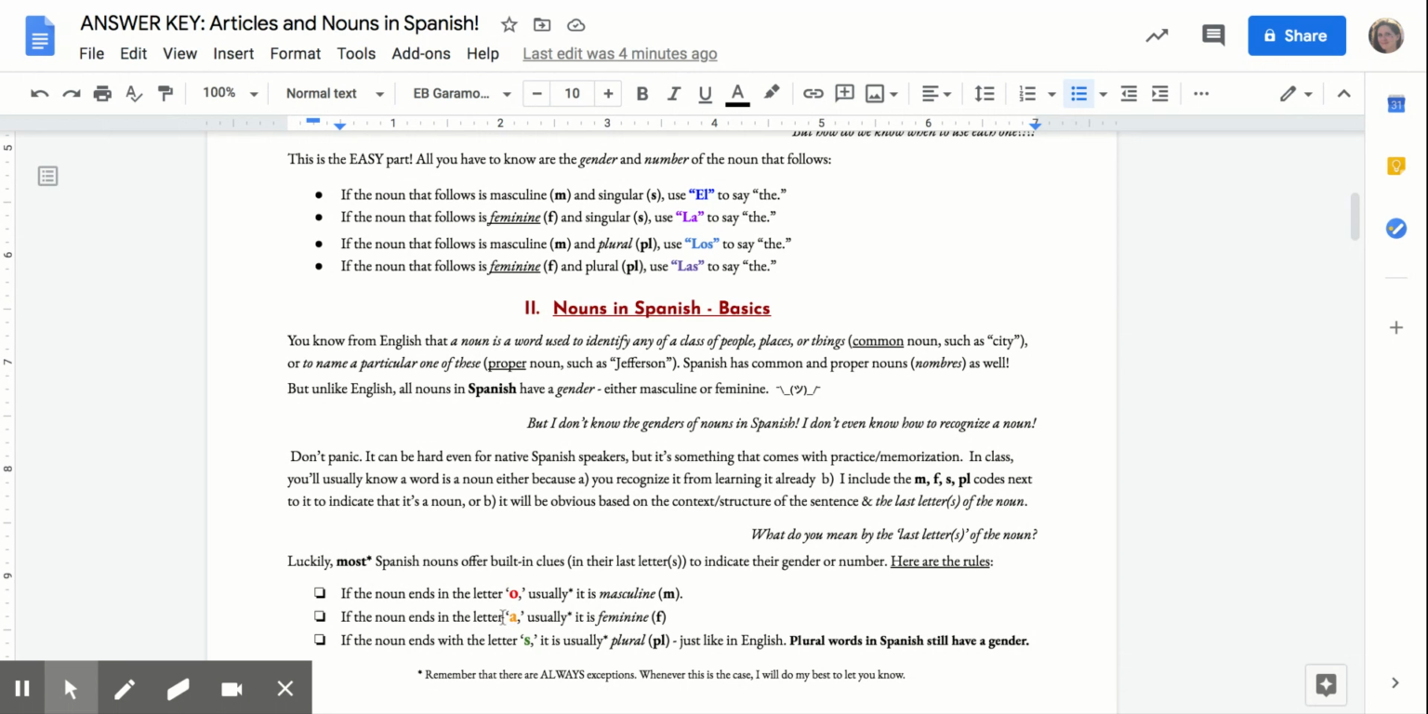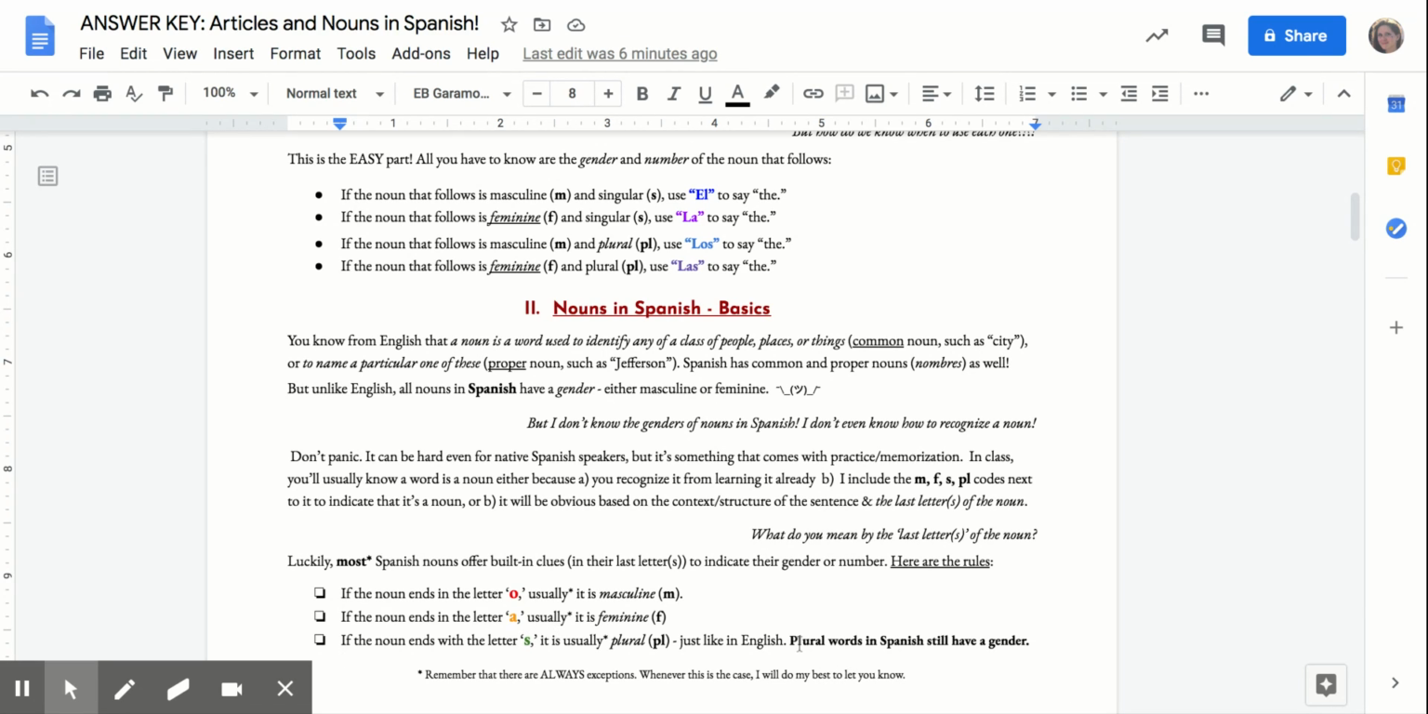Same thing for if the noun ends in the letter A. That usually, not always, but usually will be feminine, okay? And this should be fairly obvious, but if a noun ends with the letter S, it's plural, usually. There are some exceptions to that as well, but generally speaking, that is going to be the case, okay?